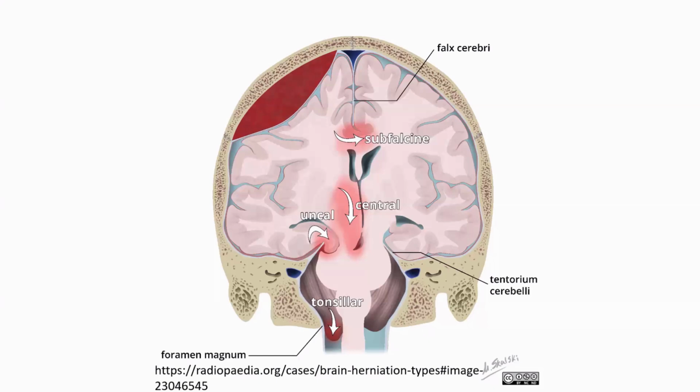I shared with you a very illustrative image from Radiopaedia to identify different types of brain herniation. One of the most common types is subfalcine brain herniation. Subfalcine means that there is brain tissue herniating from one side to the other side, inferior to the falx cerebri. This one is the falx cerebri, so this is called subfalcine brain herniation.